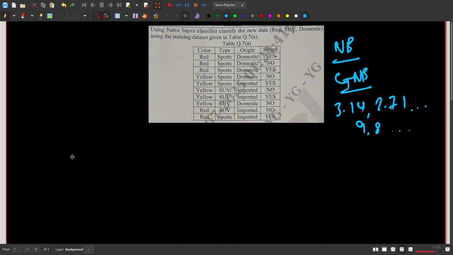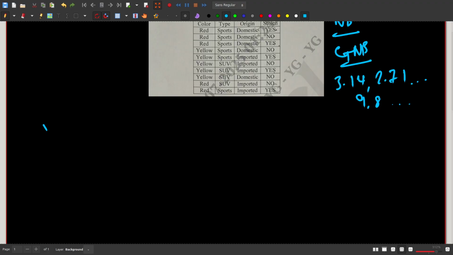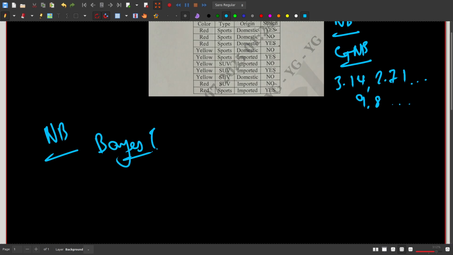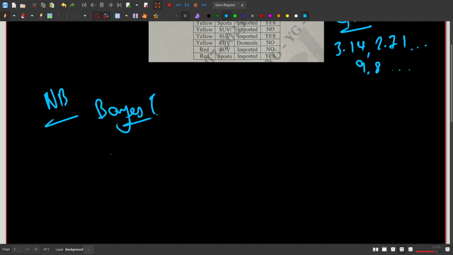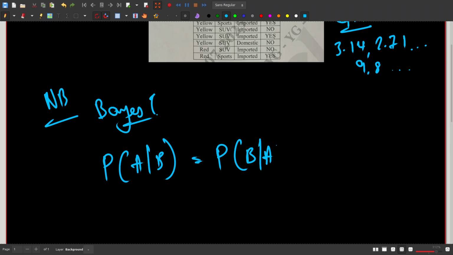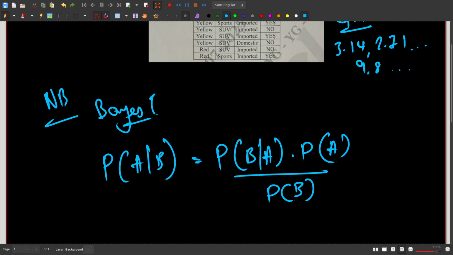Okay, now before we do this numerical, I'll give a little bit of context here. So naive Bayes simply operates on the Bayes theorem, right? Now what is the Bayes theorem? It is quite simple and quite popular as well, and it's used quite a lot. So it simply states that if you have P(A|B), if you want to find this out, it will simply be equal to P(B|A) multiplied with P(A) divided by P(B). This is what it is.